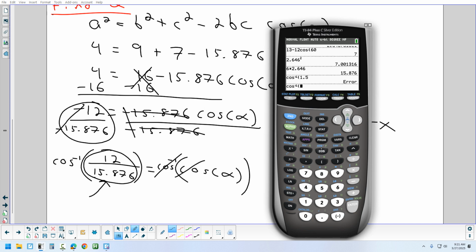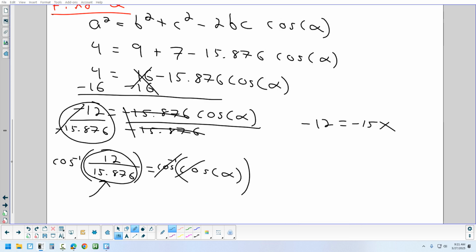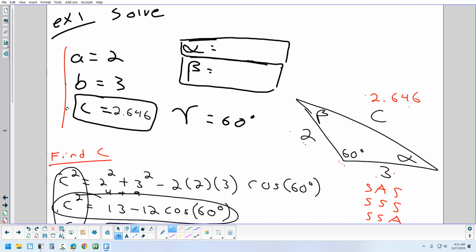All right, so inverse cosine of 12 divided by 15.876. So that gives me an angle of, well, we're going to round that to 40.900. So it rounds up that much. So 40.900 for the accuracy. Okay. So that's alpha. And now for beta, well, we know two of the angles.